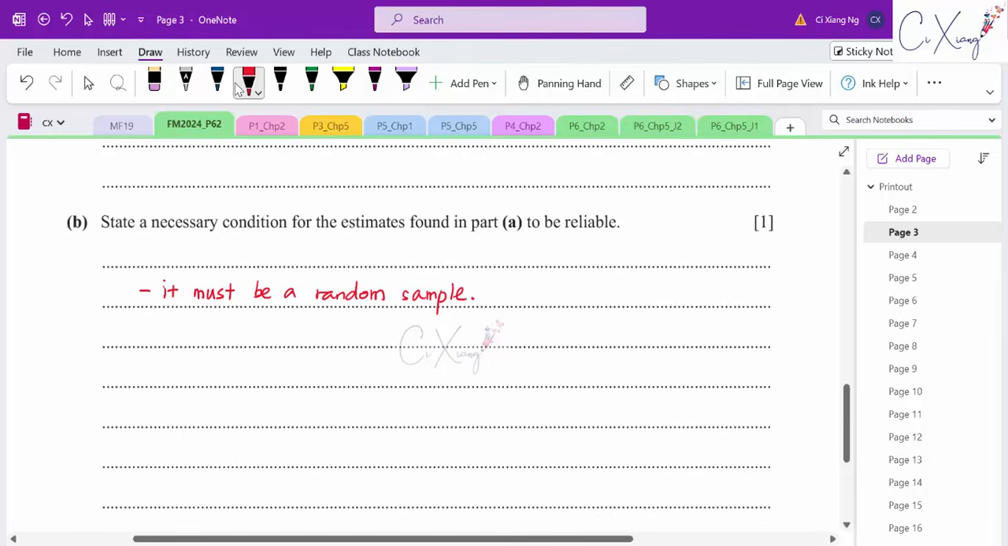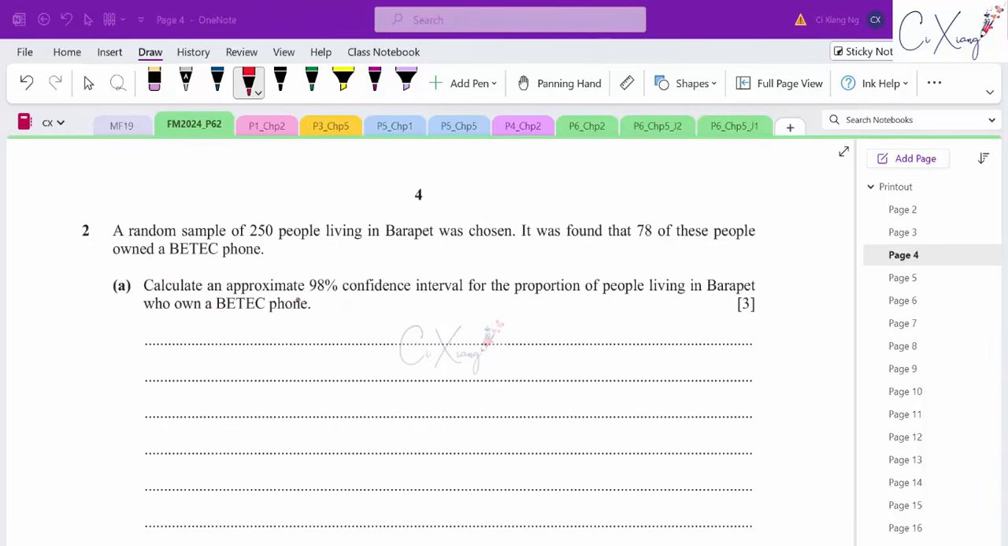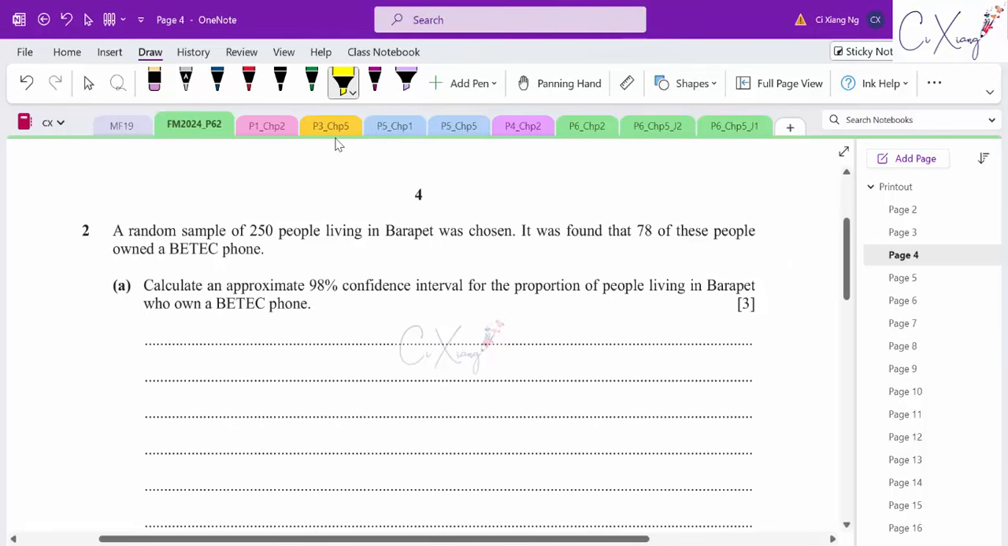Okay, so this is how we solve question number 1. Question number 2: a random sample of 250 people living in a certain place was chosen. It is found that 78 of these people use a certain type of phone. They want us to calculate an approximate 98% confidence interval for the proportion of people living in the place who own that phone.